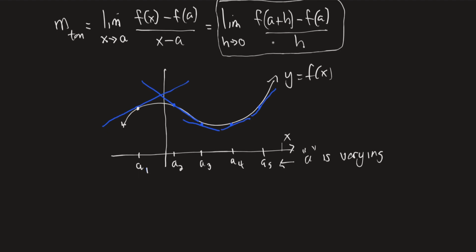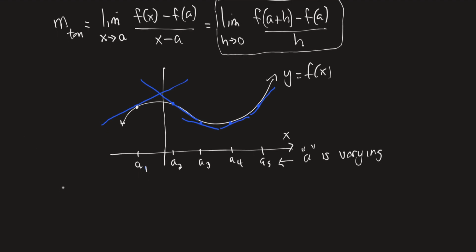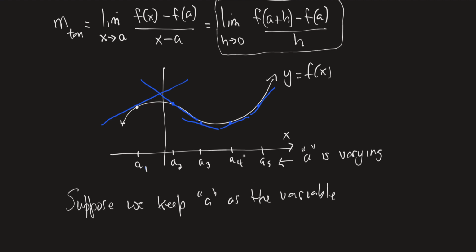So this leads us to yet another form. If you remember, over here we were saying x is approaching a. Now suppose we switch back to x. Suppose we keep our a value as the variable x. In other words, don't plug the specific number in right now. Just keep it general, right? So as the variable x.